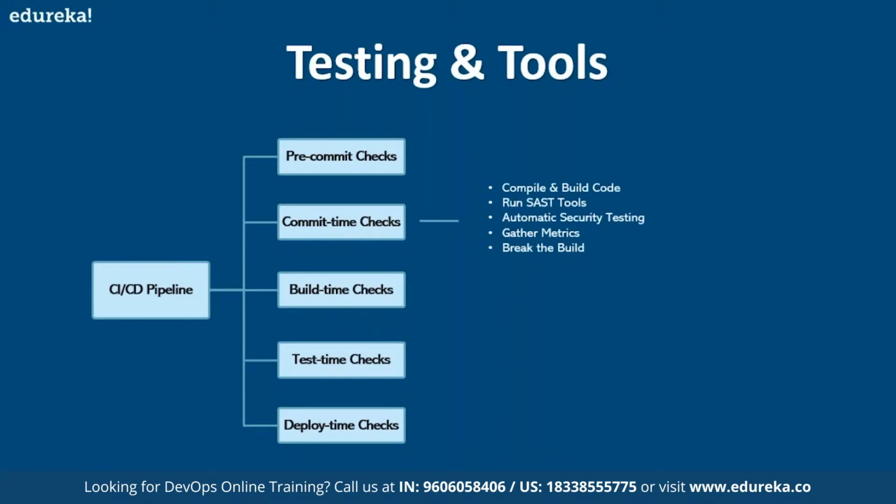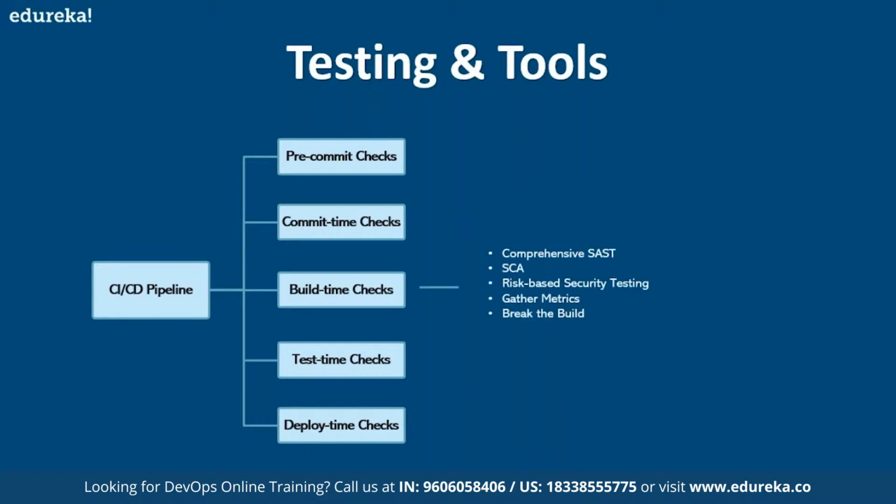Next is commit time checks. During commit time checks, whenever we are committing any code, they will look into compile and build the code, run SAST rules and tools, automatic security training, gather metrics, and break the build. Build time checks. At the build time checks, we'll have a look at comprehensive SAST, SCA, and risk-based security testing will be done. We will gather all the metrics and we'll be breaking the build.